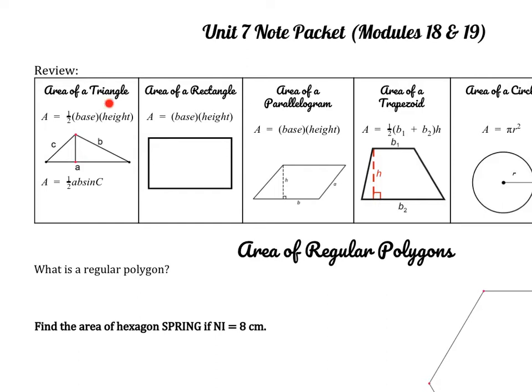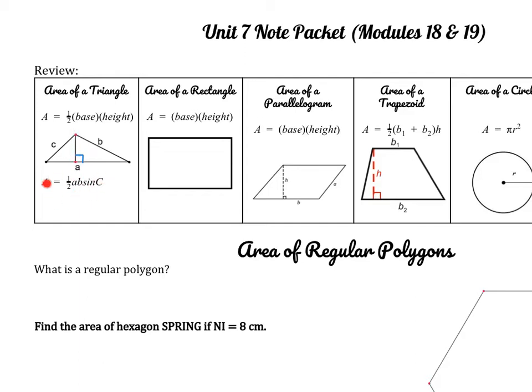So first, the area of a triangle, we learned two different ways to find that. We learned 1/2 base times height. Just remember the base can be any side, but the height needs to be perpendicular to the base. So this could be considered a height.